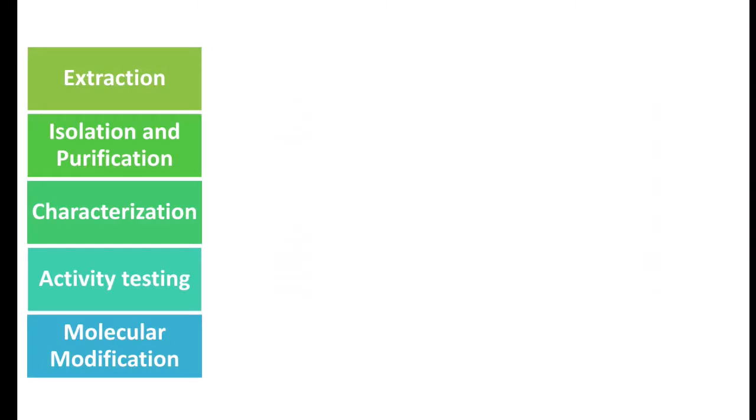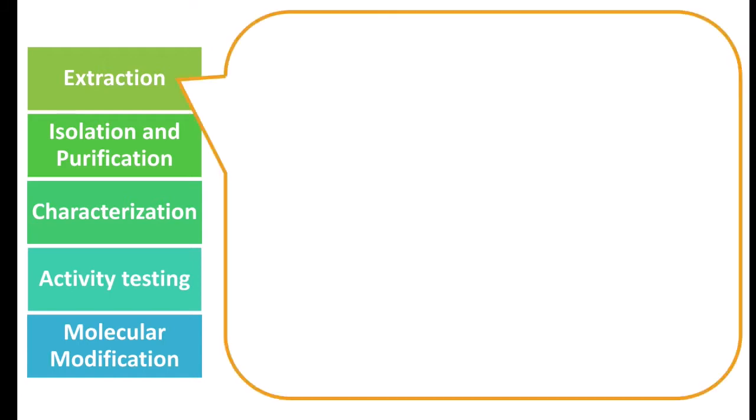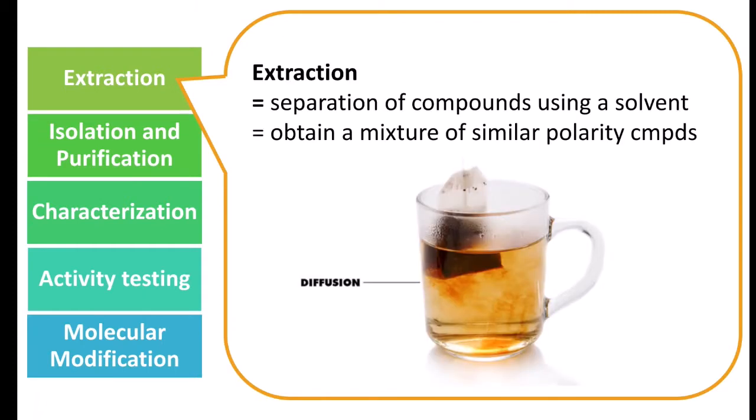So, I think it's time to define these steps in natural product studies. First is extraction. Okay, this is the process of separating a mixture of compounds from a matrix using a solvent. This is the initial step in limiting the compounds that you will work on.